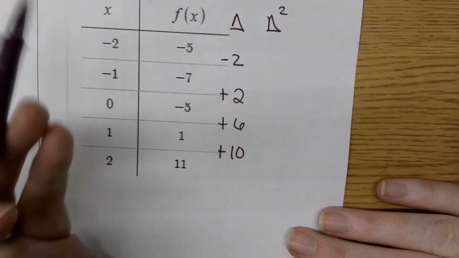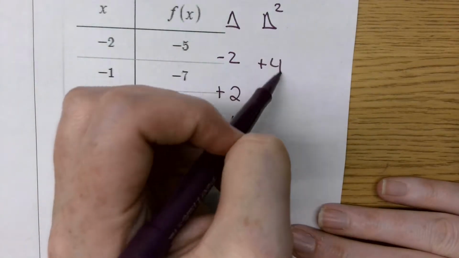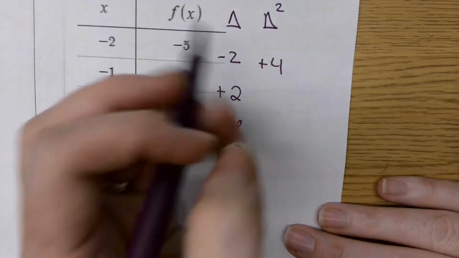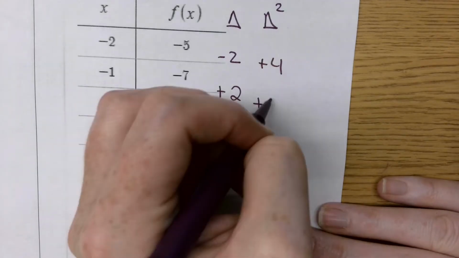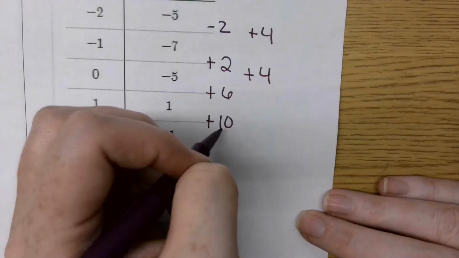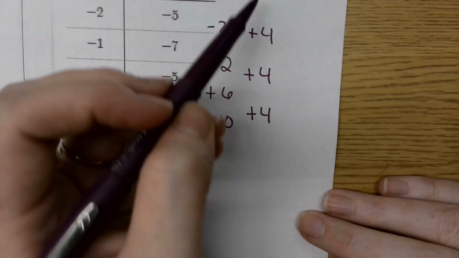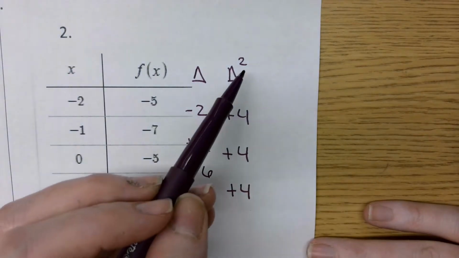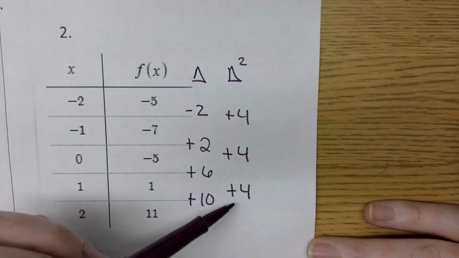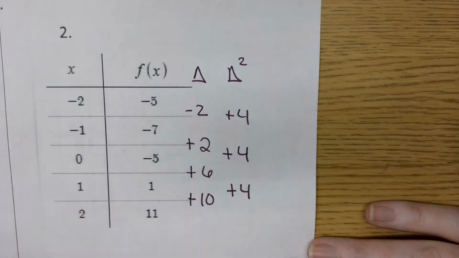-2 up to +2, well, I'm just adding 4. +2 to +6, I'm going to add 4. And then +6 to +10, I'm going to add 4 as well. So my second delta, my delta squared, is going to be the addition of 4.